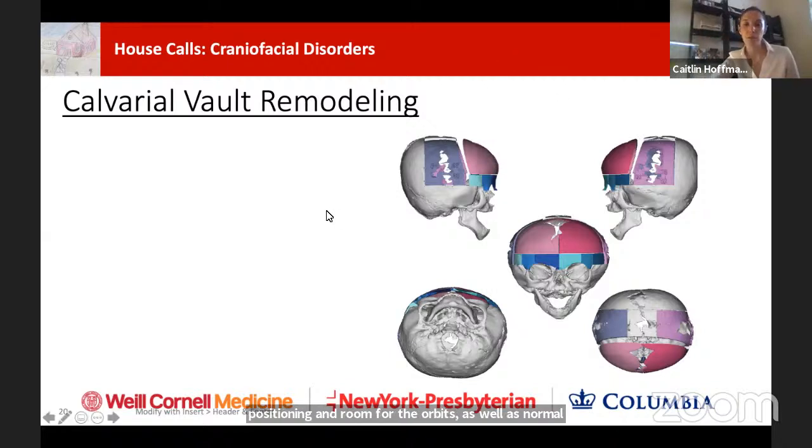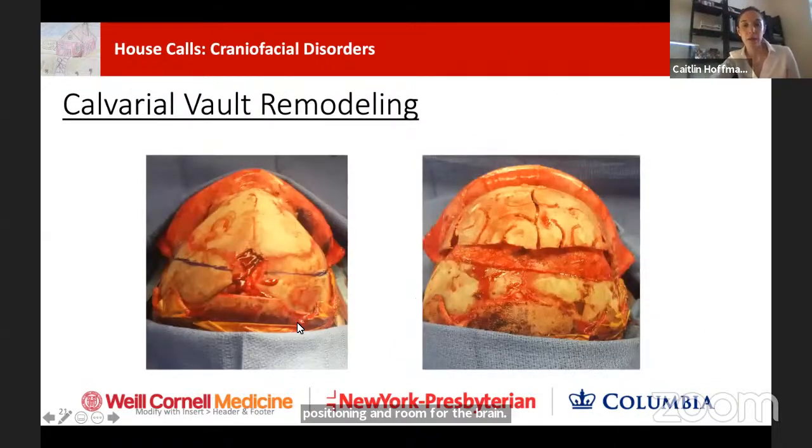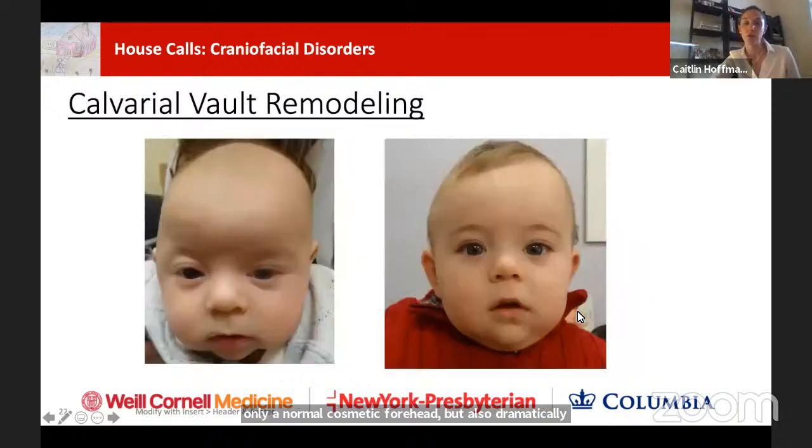And so that's the bone that is moved. This is an example of what this looks like intraoperatively. This is a metopic sutural case where you can see the fused suture and the restriction of the frontal bones, which are then removed and remodeled, restoring not only a normal cosmetic forehead, but also dramatically more room for the frontal lobes, and then closed, and patients do beautifully.